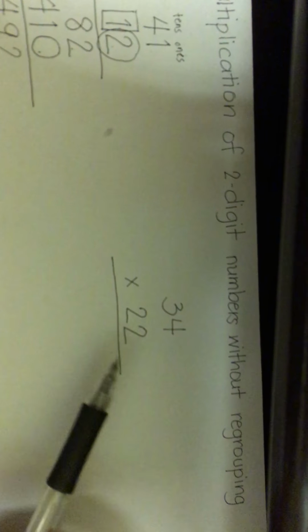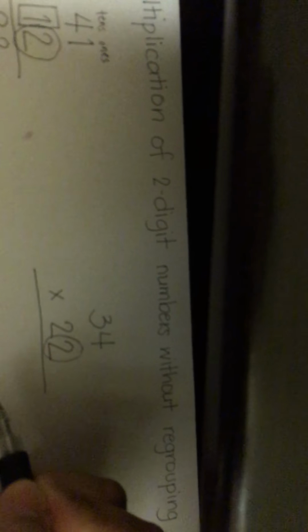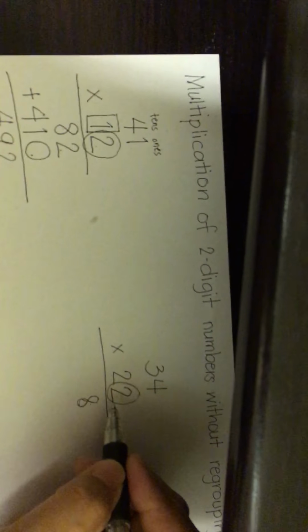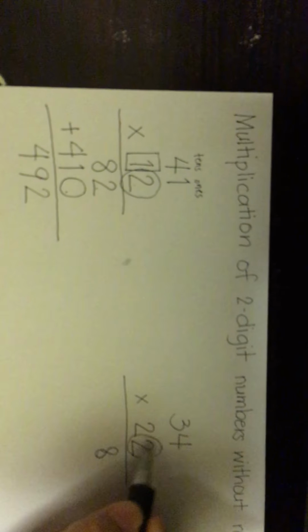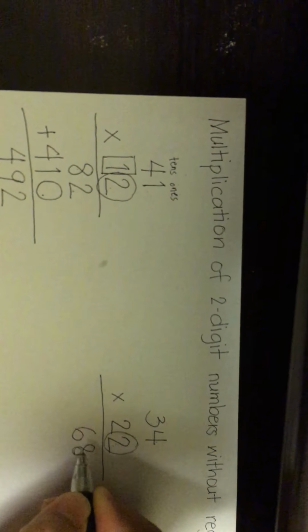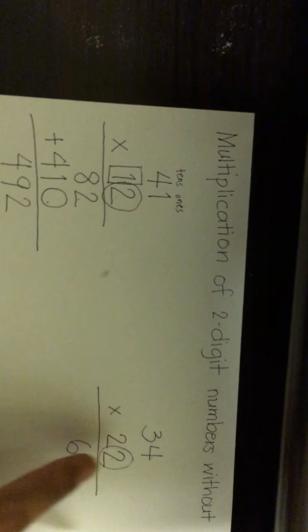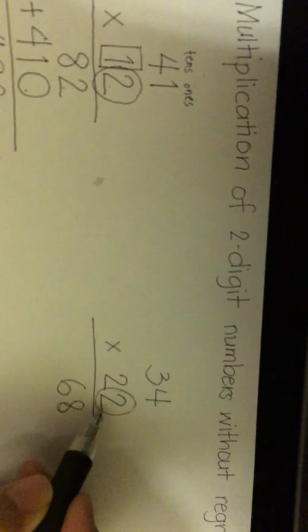Step 1, multiply the ones digit. We start with the 2 in the ones digit and multiply it by 34. First we multiply 2 and 4: 2 times 4 is 8. It's a single digit, so we don't have to write any number up. That's why it's called without regrouping. Next, 2 by 3: 2 times 3 is 6. We write 6 beside the 8. So 2 times 34 is 68. We're done with the 2 in the ones place.